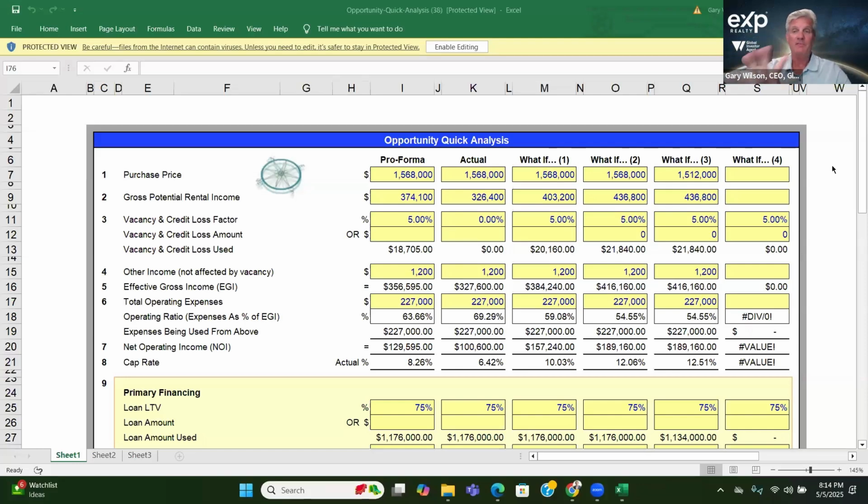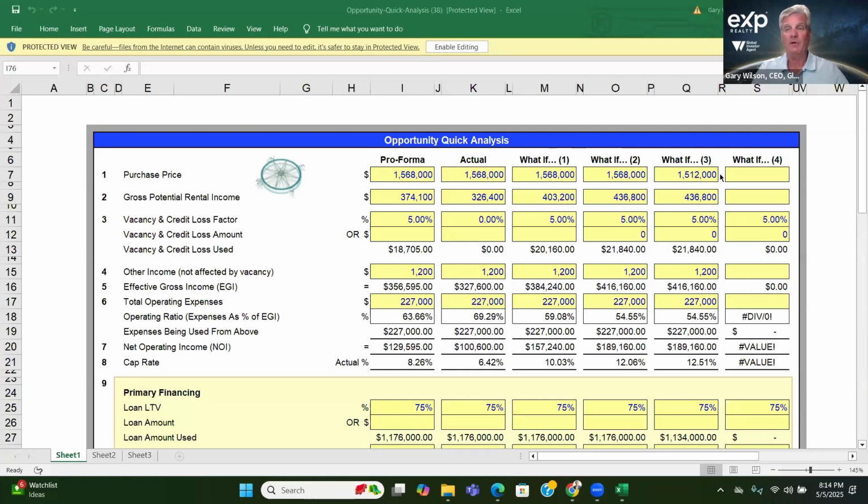Now, having said that, Michael, the other calculator that you can get, I downloaded, is the Opportunity Quick Analysis, and it does allow you to plug in what's called pro forma, which is what you believe the property could perform at, income and expense, and you plug all those values in. Under the actual, you would put in what you actually get from the owner, whether it's right or wrong. You plug it in there. If you don't have it, then that would be blank. Then here's all your what if scenarios.